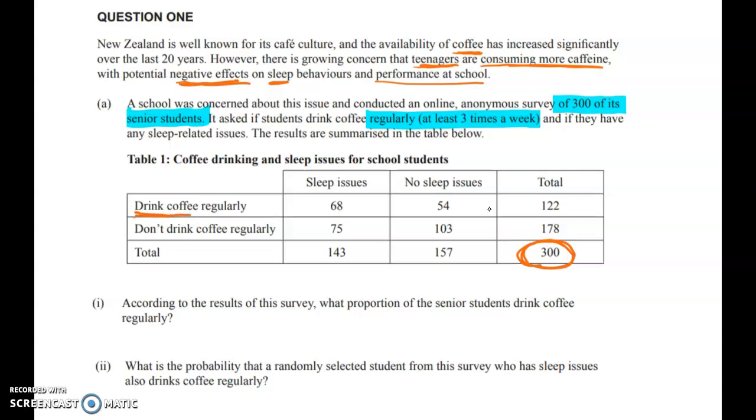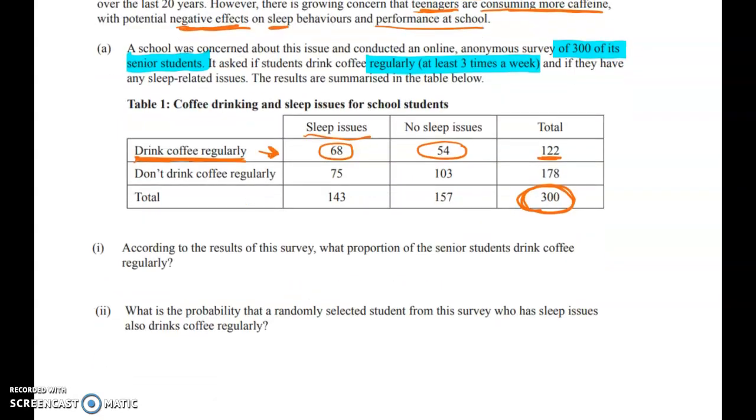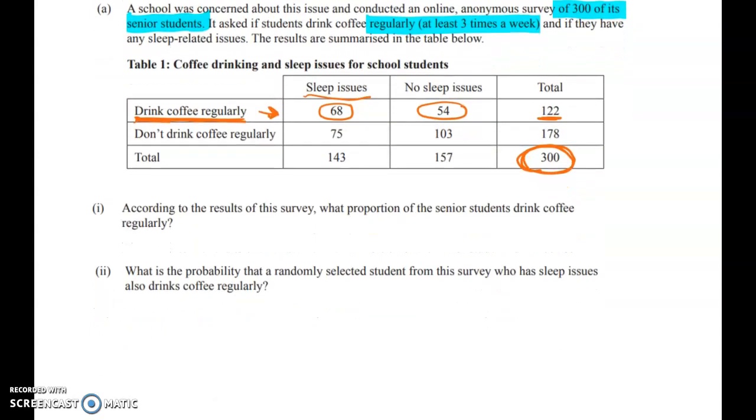So if we're in this row here, these are the people who drink coffee regularly. We can see there are 122 of them. Some of them have got sleep issues, so 68 have got sleep issues, but 54 don't, and so on. Okay, so we need to be careful with how we interpret the questions here. So these are 2 little achieved questions.